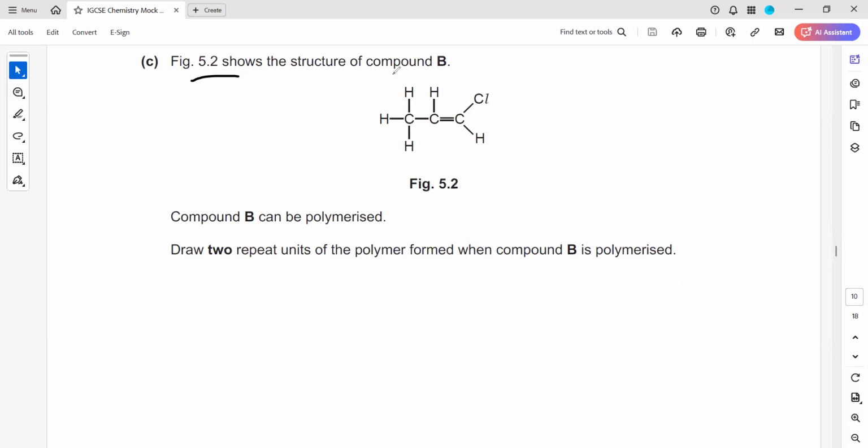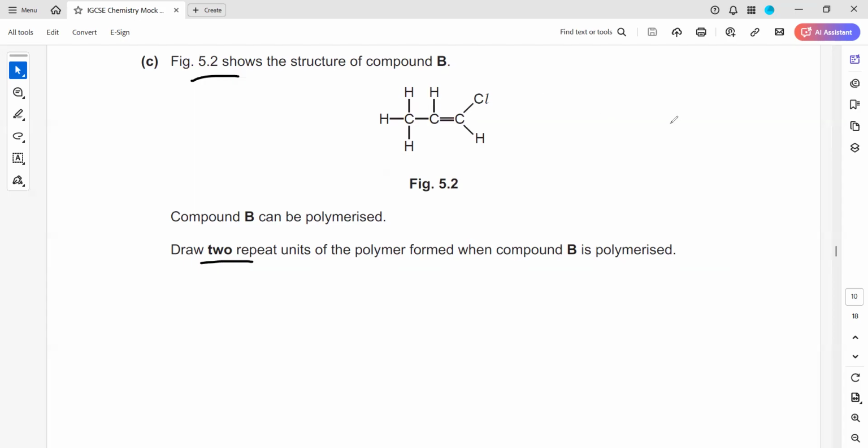Figure 5.2 shows a structure of a compound B. Compound B can be polymerized. Draw two repeat units of the polymer when compound B is polymerized. First, how will you know? Because there's a double bond, so it must be addition polymerization. Whenever you see a double bond.